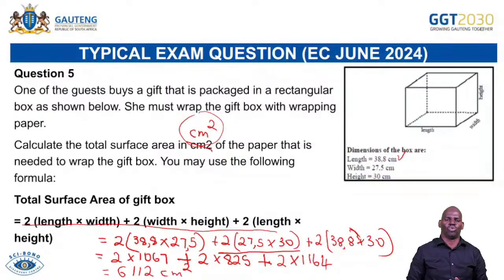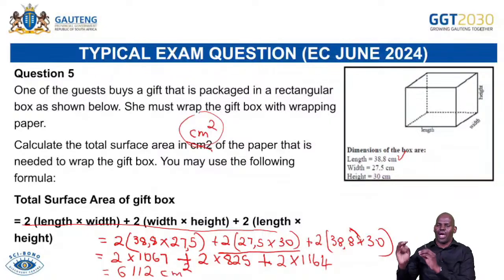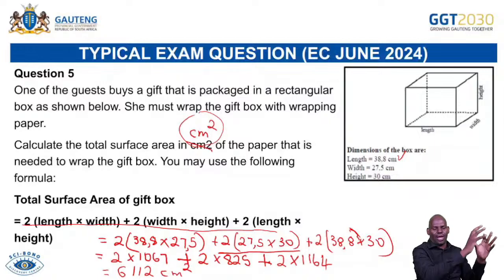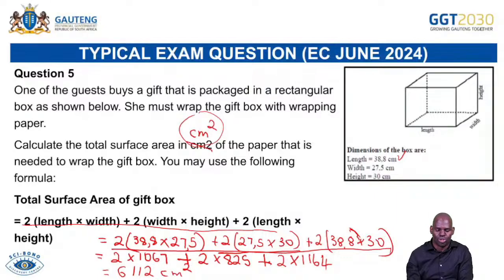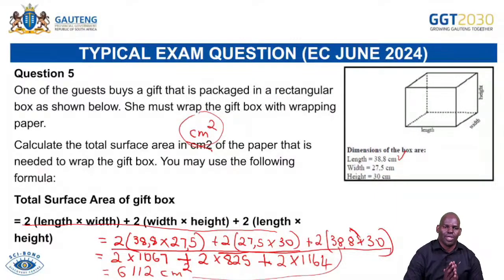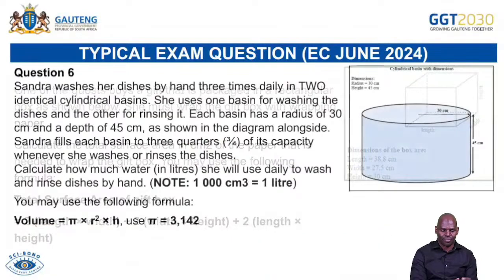Remember, when I do the substitution, I don't necessarily have to indicate the units there. As long as you know that the length, the width, and the height, all of them are in centimeters, in the end, the answer will be in centimeters squared. Some of you might go straight from the substitution to the answer. If you are comfortable with it, you're welcome to do it. What matters is, as long as at the end of the day, your answer is 100% correct. So this is the answer for question 5.